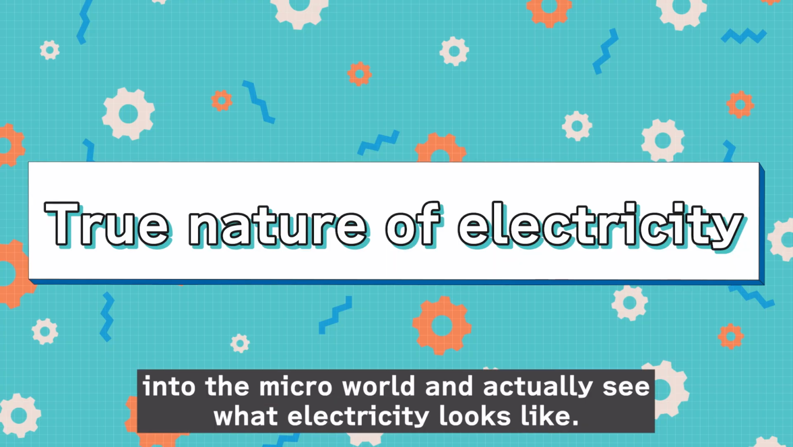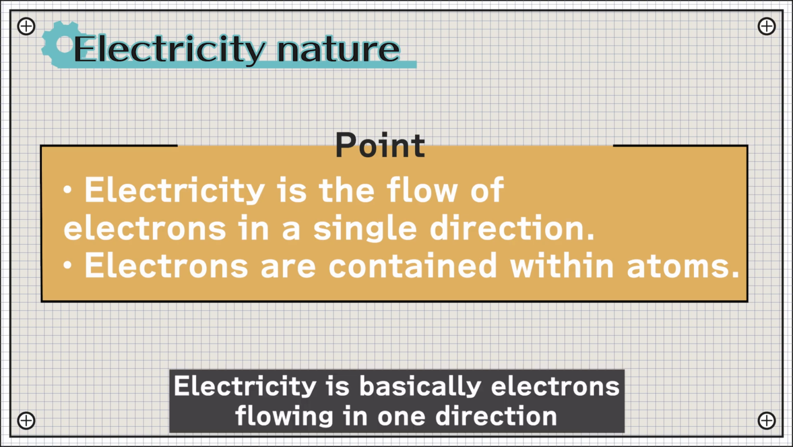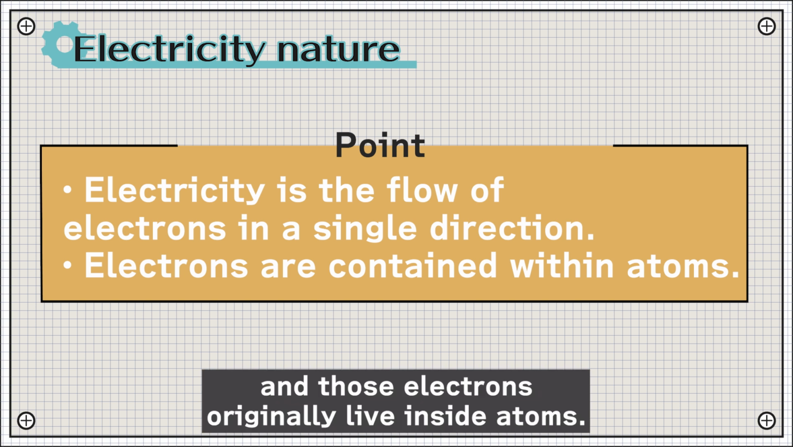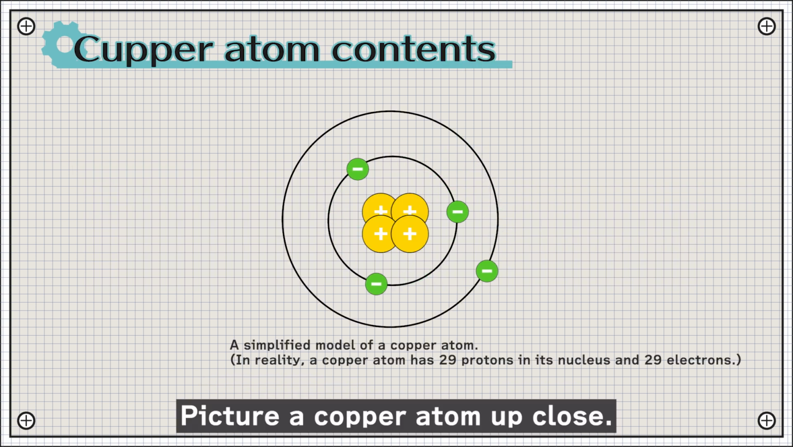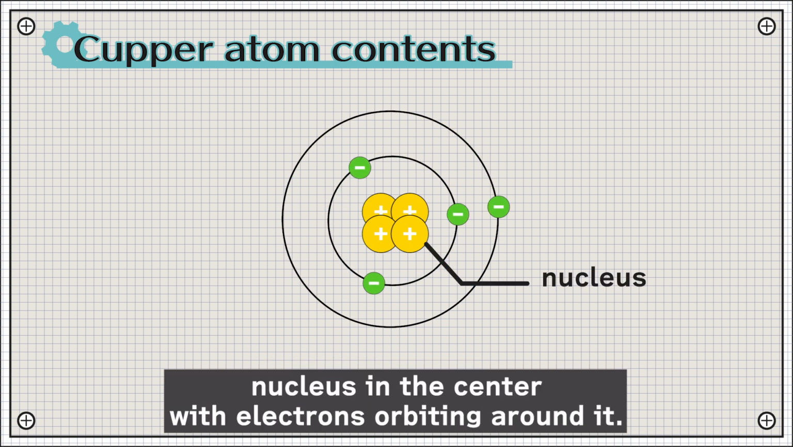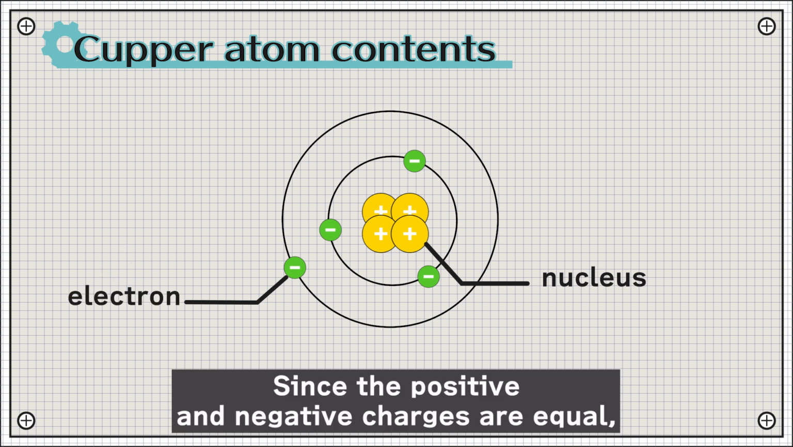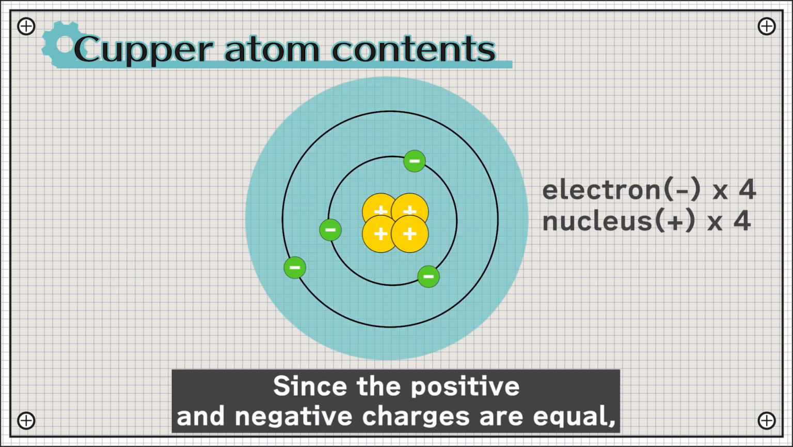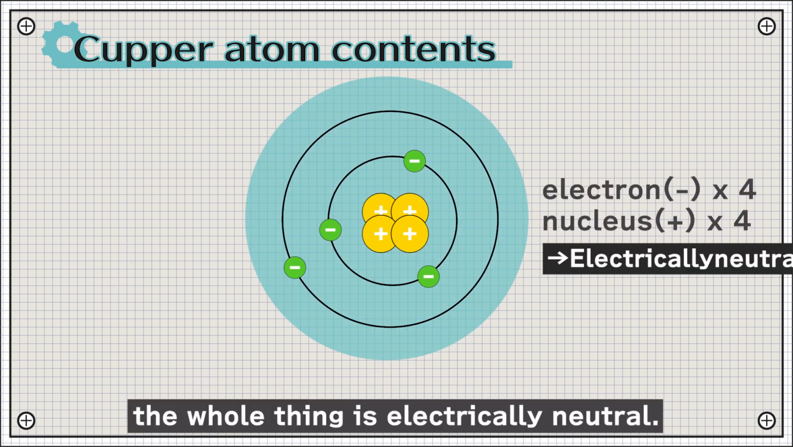Okay, let's zoom into the micro world and actually see what electricity looks like. Electricity is basically electrons flowing in one direction, and those electrons originally live inside atoms. Picture a copper atom up close. There's a positively charged nucleus in the center with electrons orbiting around it. Since the positive and negative charges are equal, the whole thing is electrically neutral.